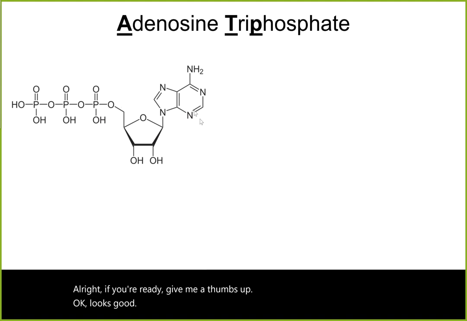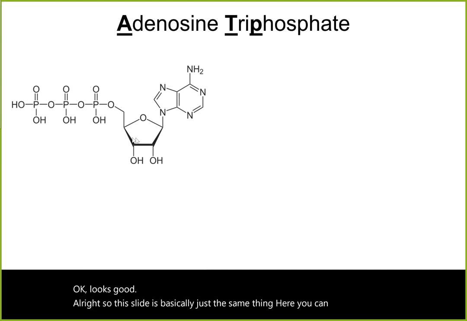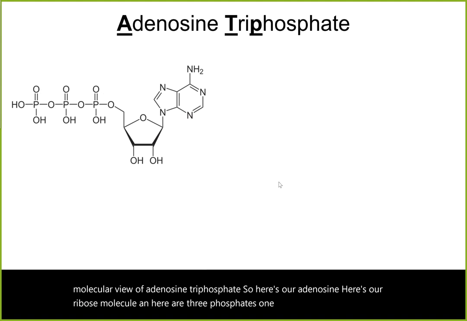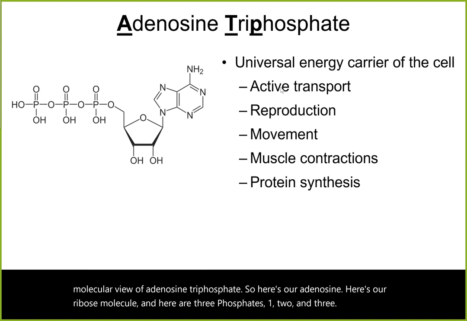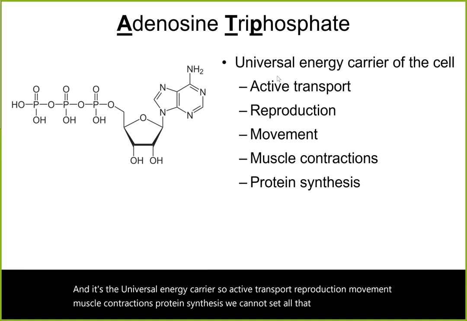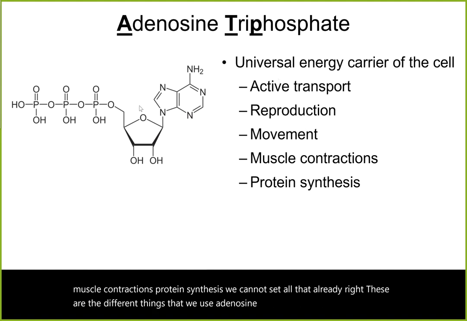All right, so this slide is basically just the same thing. Here you can see the molecular view of adenosine triphosphate. So here's our adenosine, here's our ribose molecule, and here are our 3 phosphates, 1, 2, and 3. And it's the universal energy carrier. So active transport, reproduction, movement, muscle contractions, protein synthesis. We kind of said all that already, right? These are the different things that we use adenosine triphosphate for.